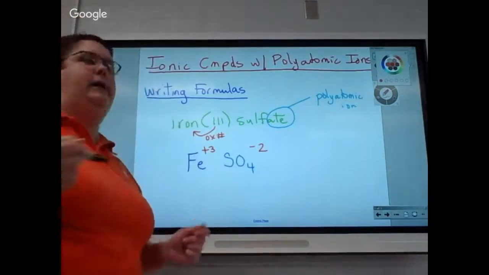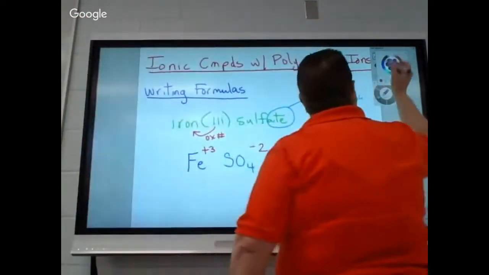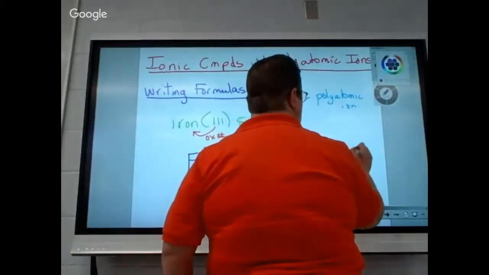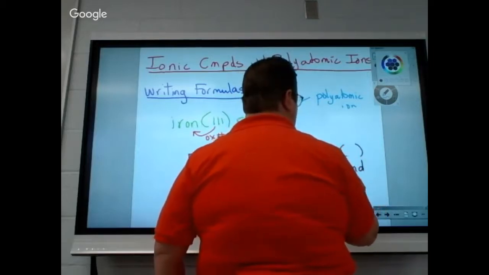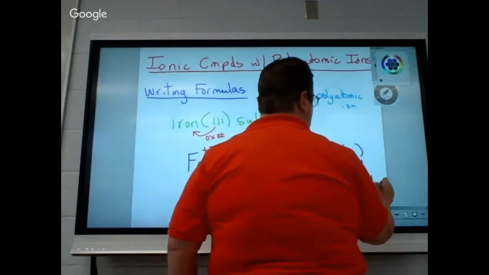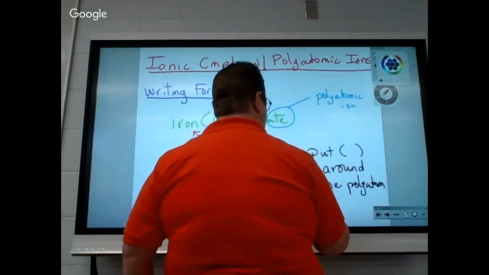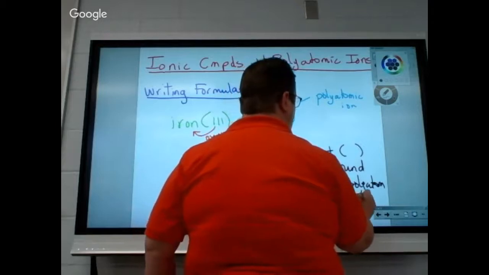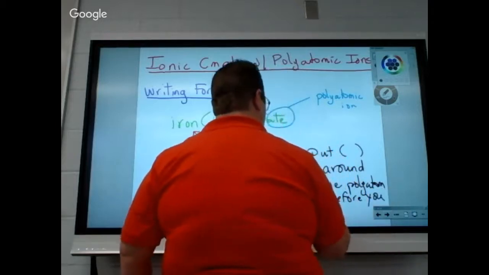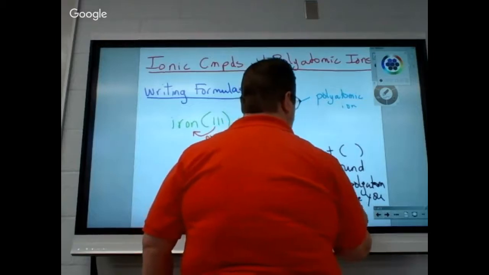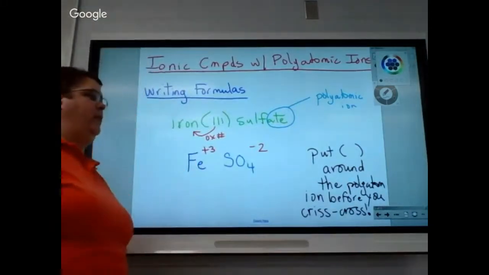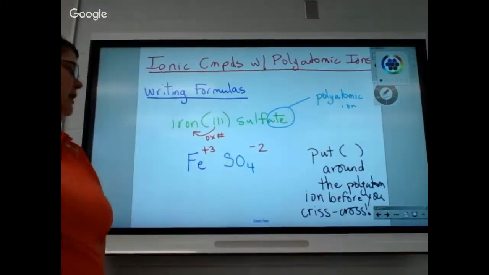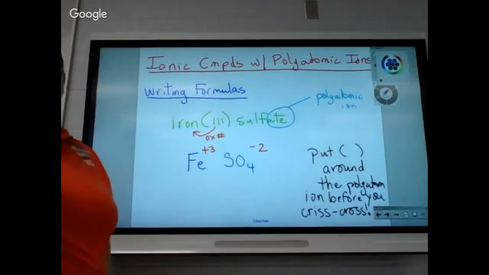Now, here's the only new piece. Put parentheses around the polyatomic ion before you crisscross. If you put parentheses around the polyatomic ion before you crisscross, you will not mess up any of the numbers.